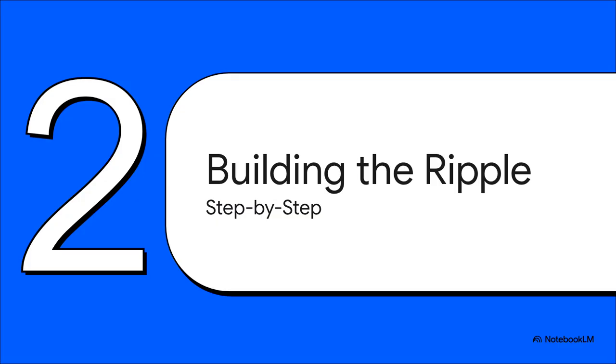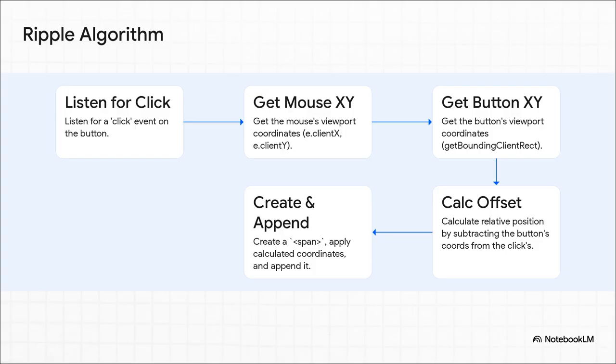Okay, the theory is cool and all, but let's make this thing for real. It's time to take that logic and actually build this effect, step by step. So here's how the code plays out. First, we tell our program to just listen for a click on that button. The second it happens, bam, it grabs the mouse's coordinates, then it grabs the button's coordinates. Then it does our little magic subtraction trick to find the offset. And finally, we make it visible. We create a brand new element on the fly, usually a span, style it to look like a circle, and then use our calculated coordinates to set its position and drop it right into the button.